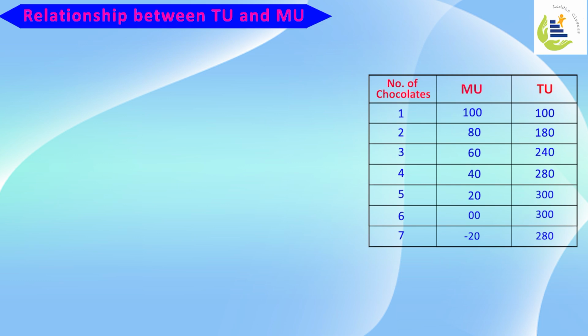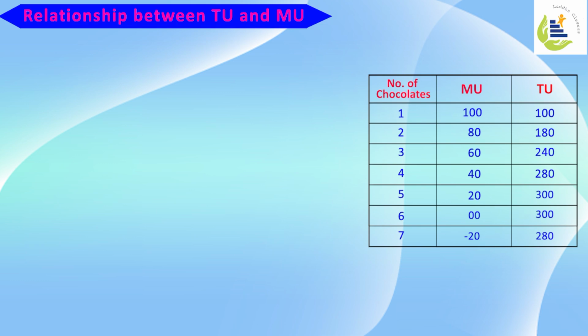Now what has happened? For the first chocolate, marginal utility was 100 and total utility was also 100. So you get this point. In the second chocolate, the marginal utility has reduced because of the increase in satisfaction level, but total utility has increased and become 180 points. The third chocolate gave an added utility of only 60 units, but my total utility has increased again and become 240 units. On the fourth chocolate, only 40 units were added and my total utility became 280 units. On the fifth chocolate, it's just 20 units.